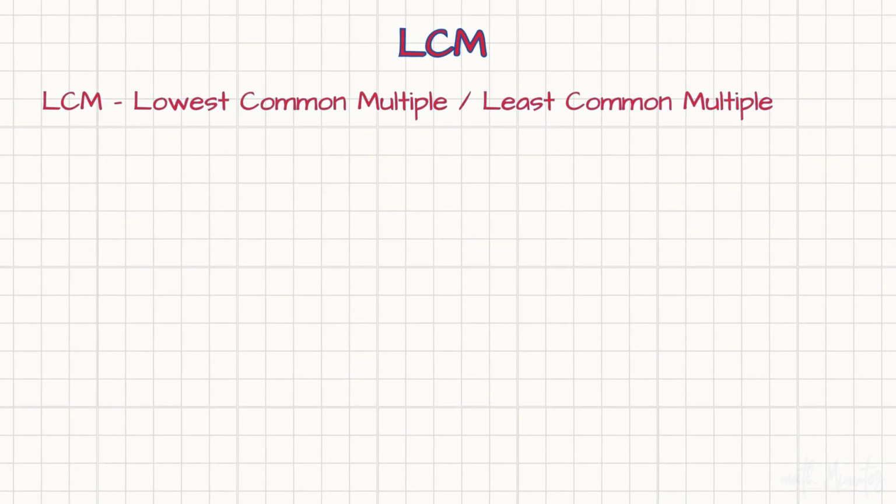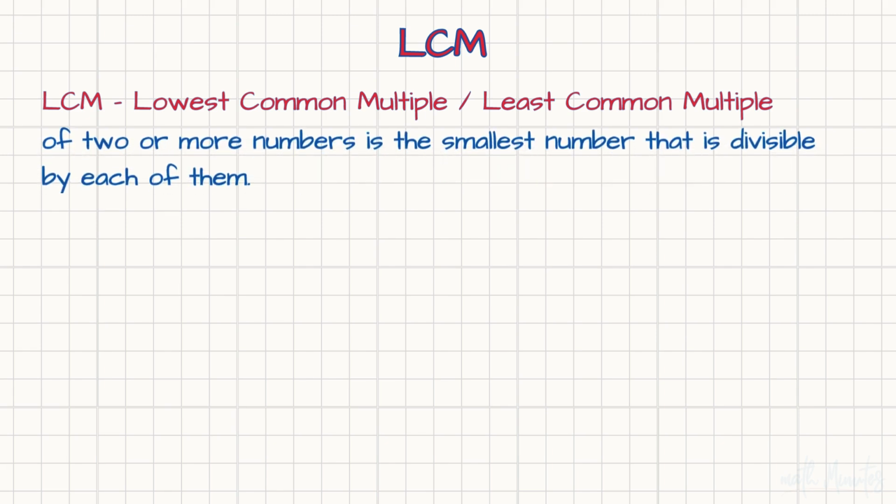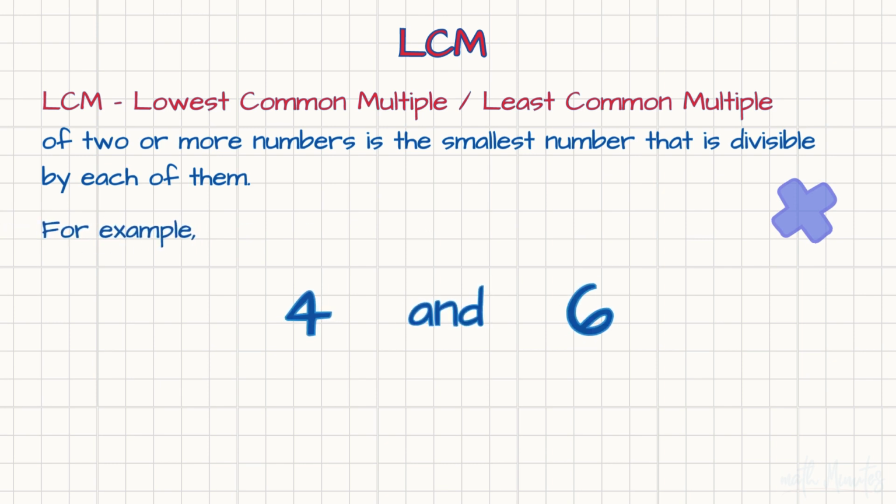Great. Now let's move on to the LCM, which stands for lowest common multiple or least common multiple, as some may refer. The lowest common multiple of two or more numbers is the smallest number that is divisible by each of them. To find the lowest common multiple, we can use a simple approach. Let's take the numbers 4 and 6 as an example. We start by listing multiples of each number.